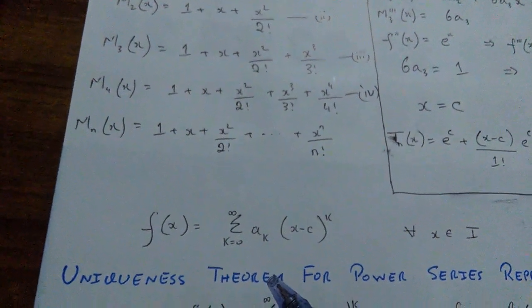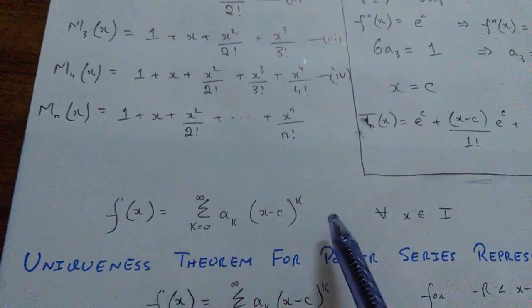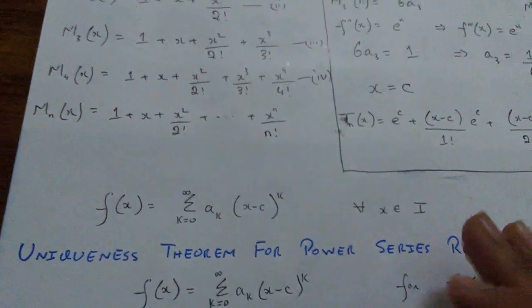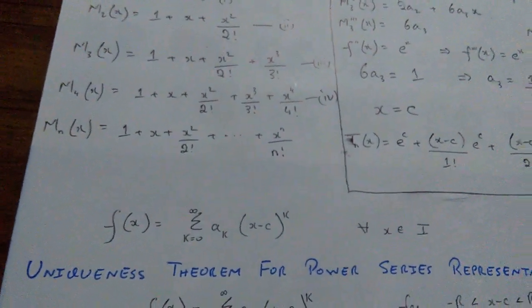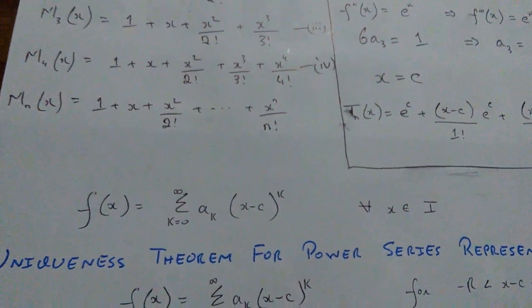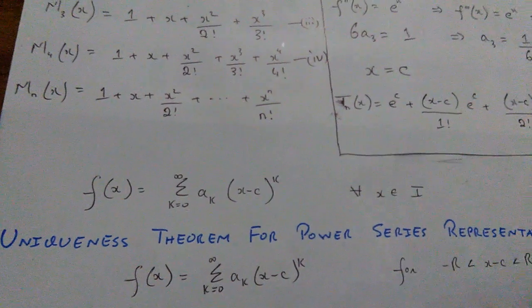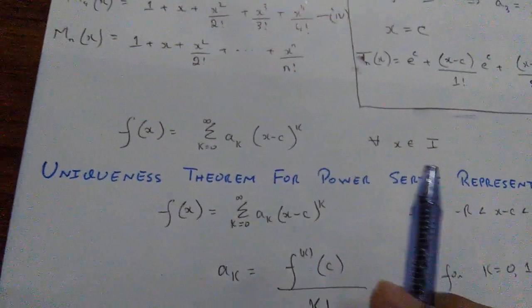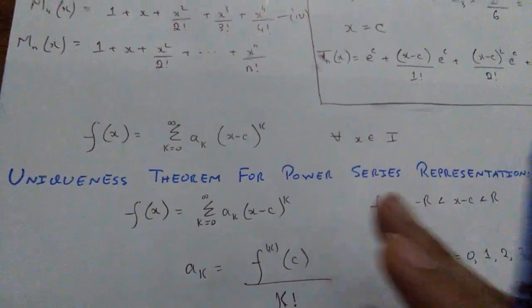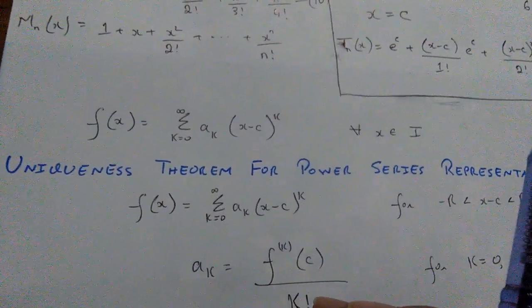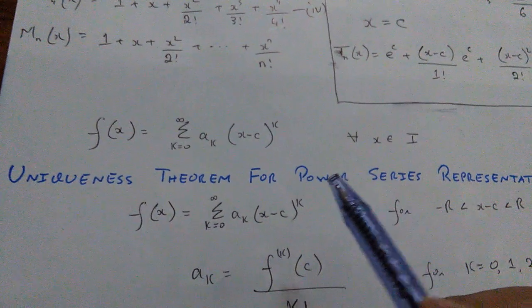So a function f is said to be represented by the power series, which is this, for all x belonging to some interval I. Over here, two concepts come to mind that deal with the existence of the power series and the uniqueness of the power series. What are the conditions that a given function must satisfy to have a power series representation?